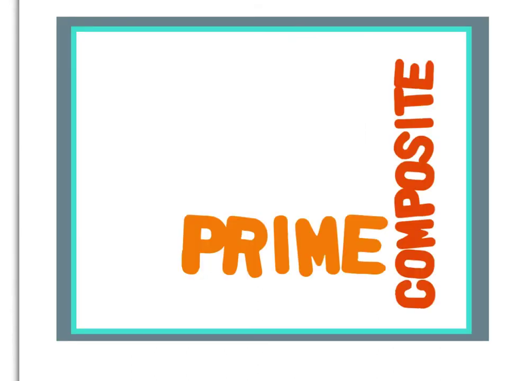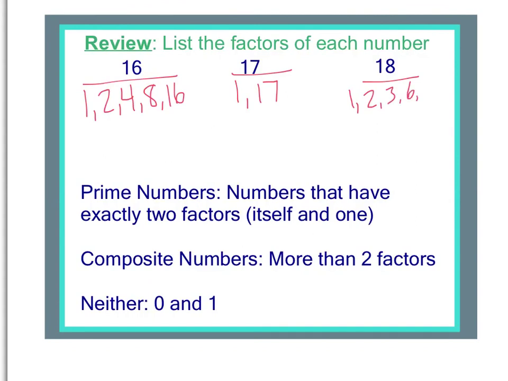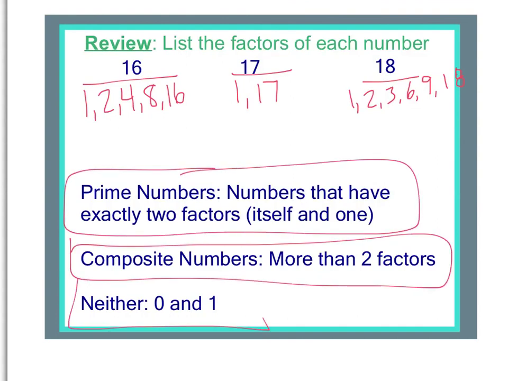Prime and composite numbers. Alright, I'm going to list the factors just as a review. 16 has 1, 2, 4, 8, and 16. 17 has just 1 and 17. 18 has 1, 2, 3, 6, 9, and 18. Okay, I want to know which ones are prime, which ones are composite, and which ones are neither.